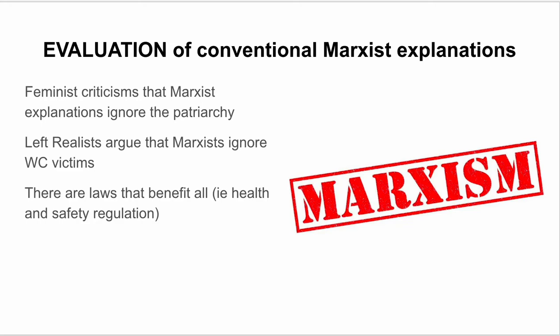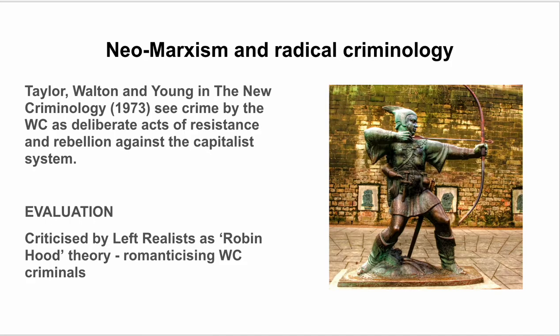Okay, so now we're moving away from conventional Marxist explanations and going on to neo-Marxism and radical criminology. So the main study here, and you could talk about, I haven't mentioned it here, the CCCS and the idea of youth subcultures and resistance. You could talk about that here in neo-Marxist explanations. But the main one is Taylor, Walton, and Young in The New Criminology.